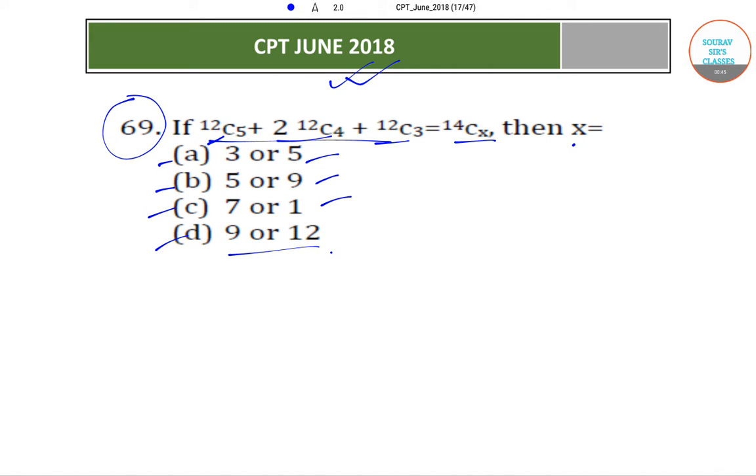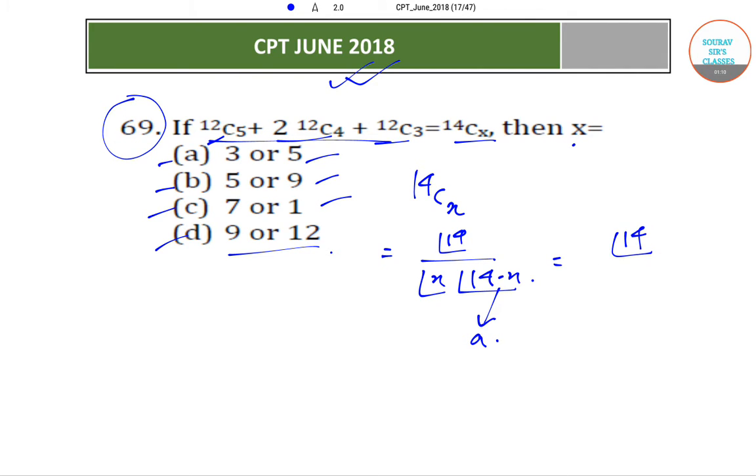If we look at the options clearly, you can find a very easy way to solve it. The concept associated is: 14CX, what does it mean? This means factorial 14 by factorial x into factorial 14 minus x. If we take 14 minus x as a, then we can write it as factorial 14 by factorial x into factorial a. So this entire thing we can also write as 14Ca.